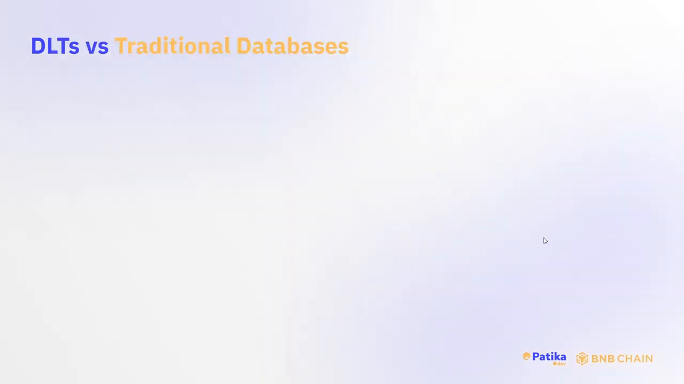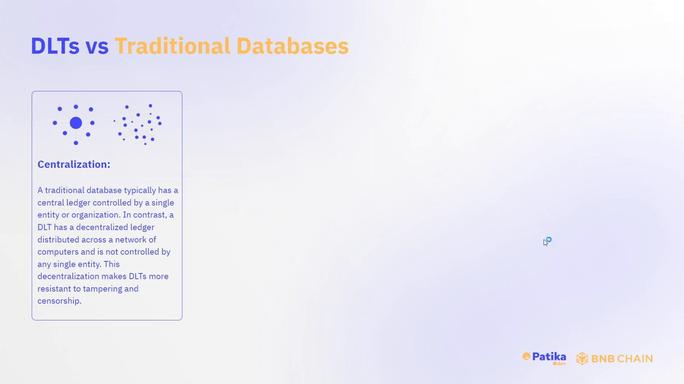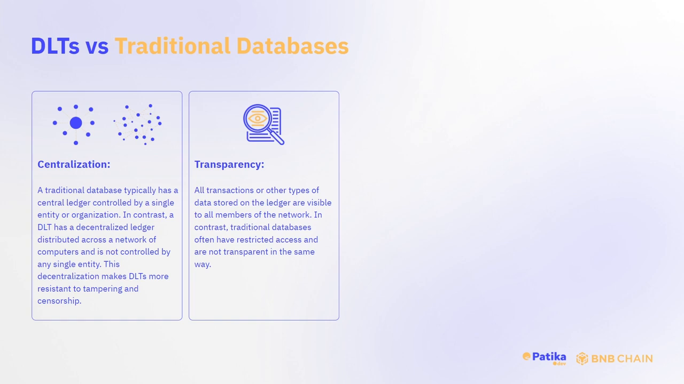DLTs vs traditional databases. Let us first talk about centralization. A traditional database typically has a central ledger controlled by a single entity or organization. In contrast, a DLT has a decentralized ledger distributed across a network of computers, and it's not controlled by any single entity. This decentralization makes DLTs more resistant to tampering and censorship. Transparency. All transactions or other types of data stored on the ledger are visible to all members of the network in a distributed ledger system. In contrast, traditional databases often have restricted access and are not transparent in the same way.